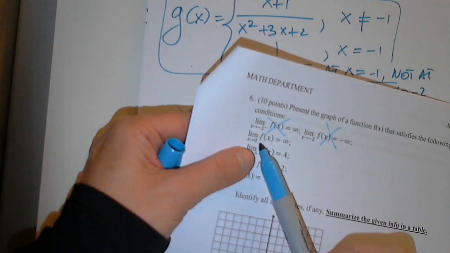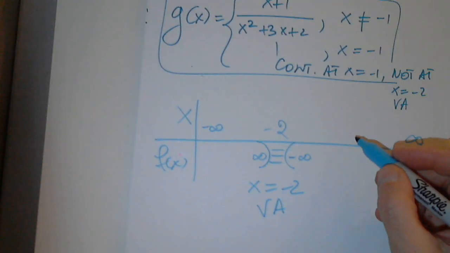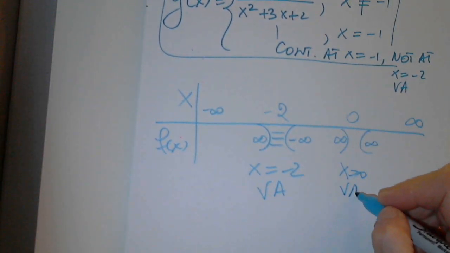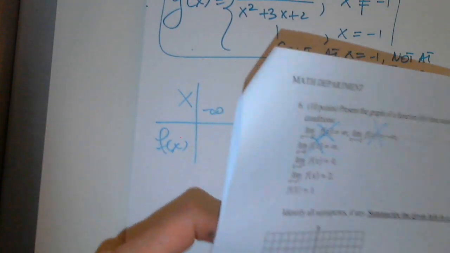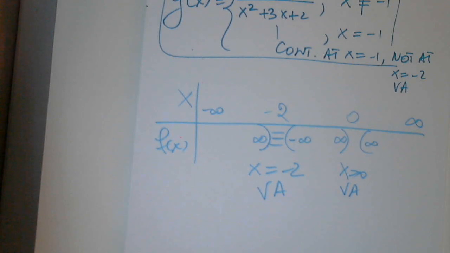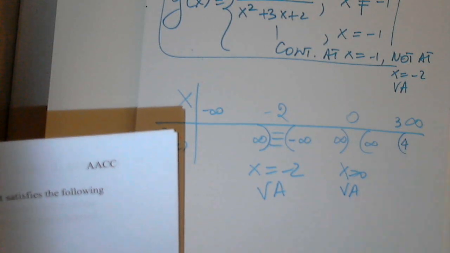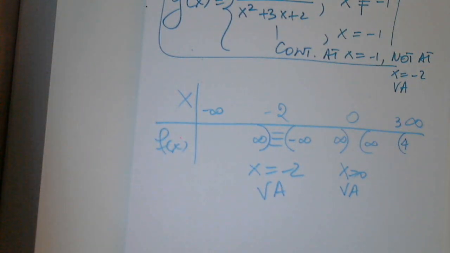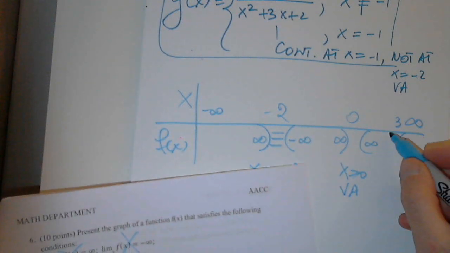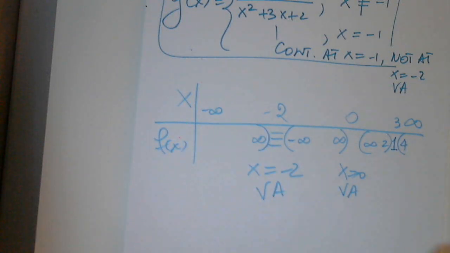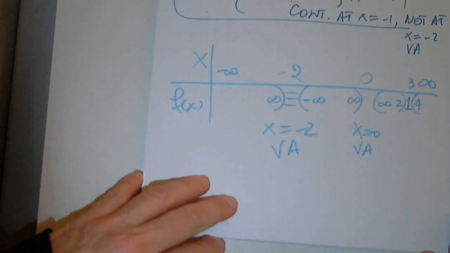Limit of f of x as x approaches 0 from either side is infinity. I'm going to call this x equals 0 also a VA. Limit as x approaches 3 from the right is 4. 3 from the left is 2. And f of 3 is 1. So now I have all the information very clearly in my table. So then I attempt the graph.